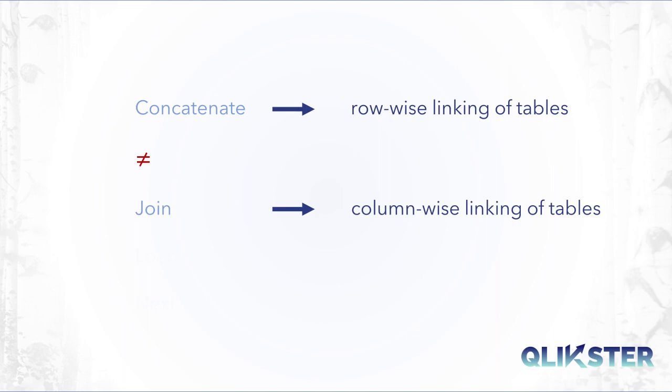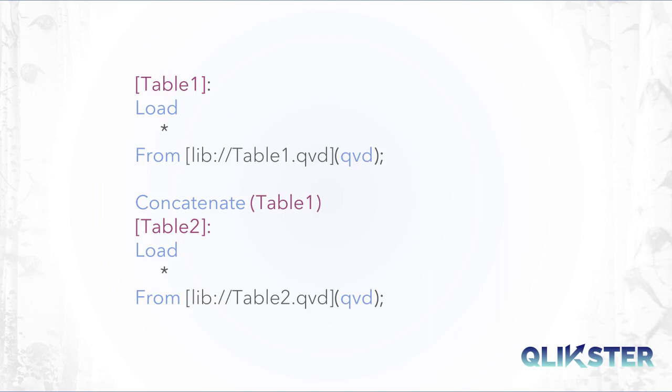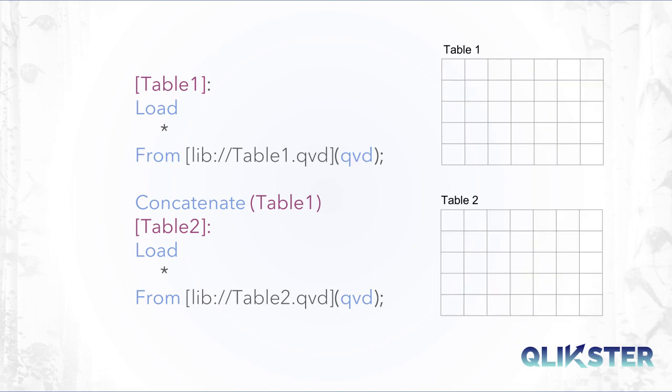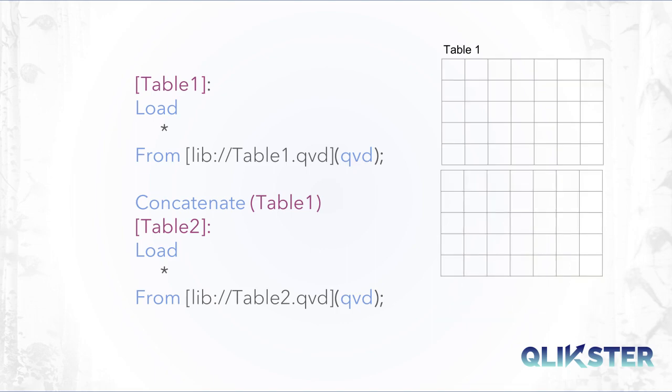Also, do not confuse concatenate, which is a way of row-wise linking tables, with join, which is a column-wise way of linking tables. Let's have a look at the syntax of the concatenate prefix. First, we load one table, and then we say concatenate table 1 with table 2. This will result in a table which adds all the rows of table 2 to table 1.